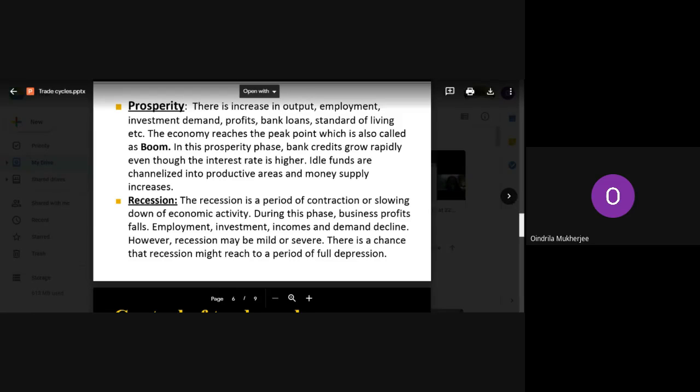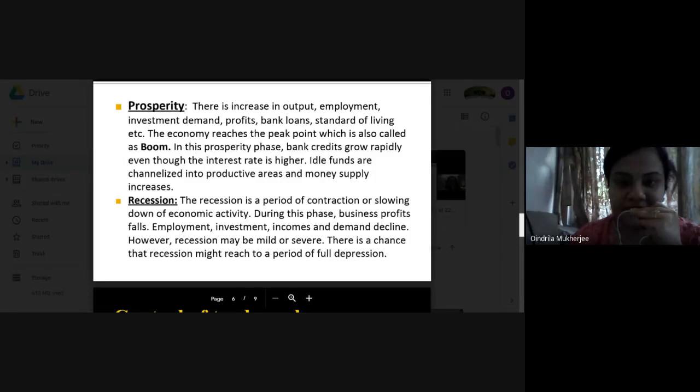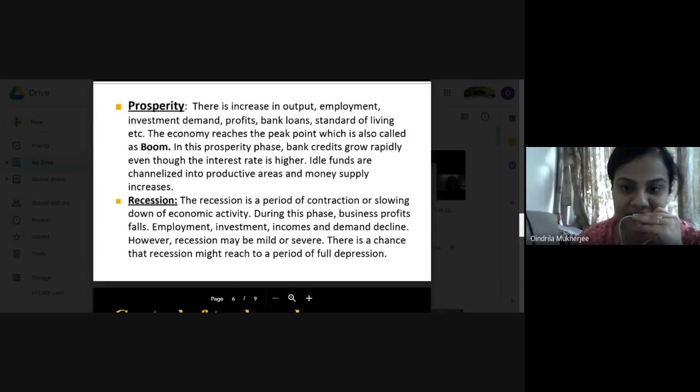Have you understood all the four phases? If you have understood, you can put your yes or no on the chat box. Has everybody understood the four phases? Okay, everybody has understood, right? The four phases of the business cycle, including the diagram, correct?